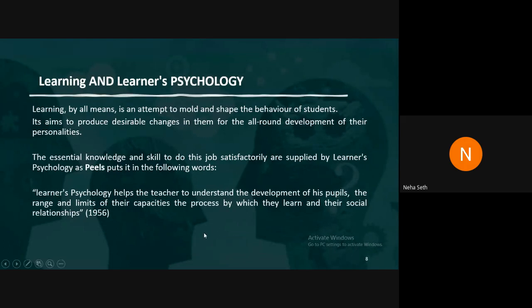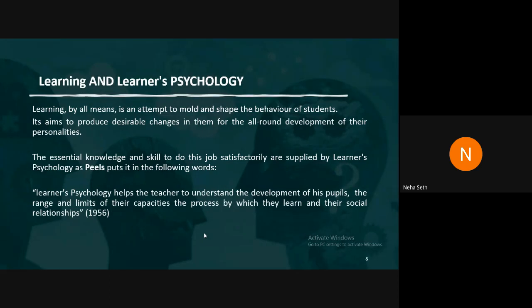Peel was also one of the famous psychologists. He said that we should impact the behavior of our students in such a way that they will be able to do their job in a good manner. He said that learner psychology helps the teacher to understand the development of his pupils, the range and limit of their capabilities, the process by which they learn, and their social relationships as well.